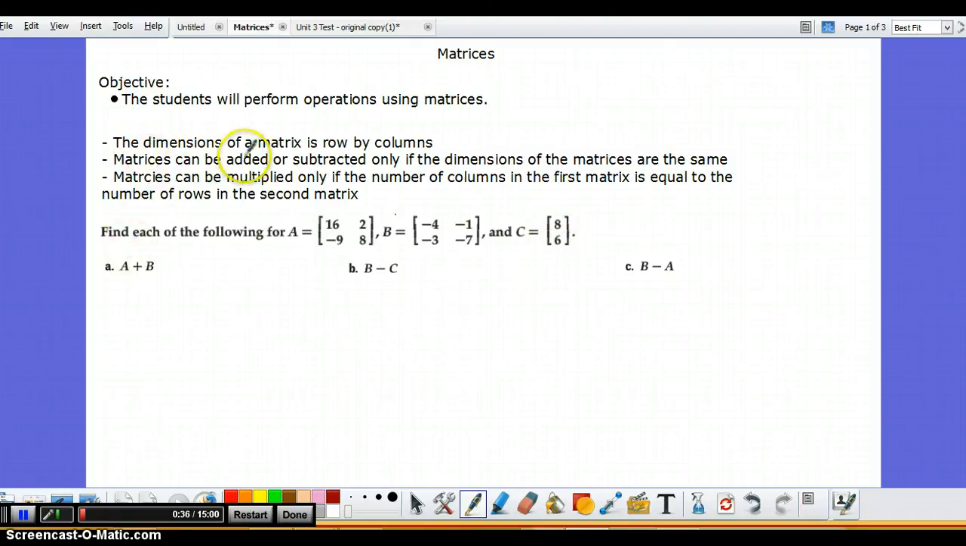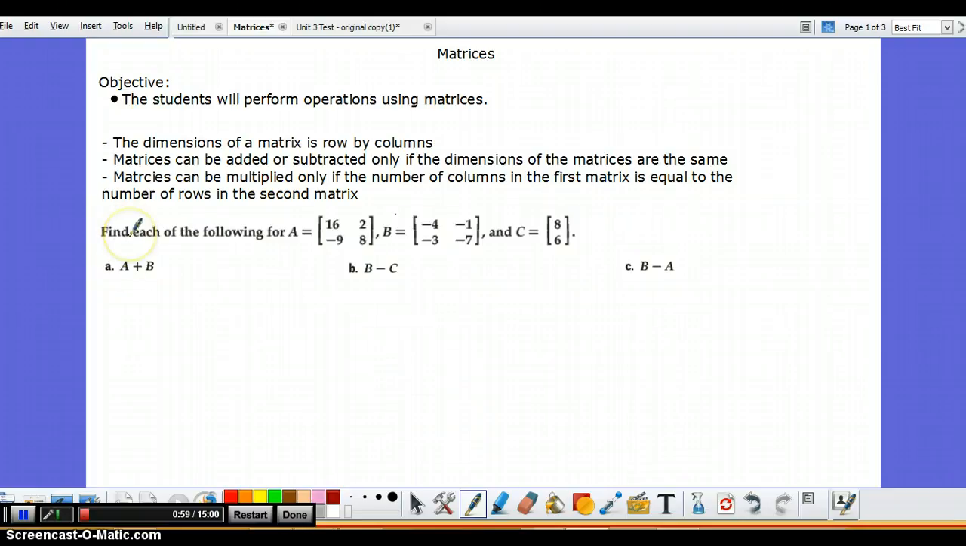Okay, so matrices can be added or subtracted only if the dimensions of the matrices are the same. I'll show you what happens when they're not. Matrices can be multiplied if and only if the number of columns in the first matrix is equal to the number of rows in the second. Again, if you're doing it in the calculator, it's not going to matter. The calculator is going to tell you whether you can do it or not.